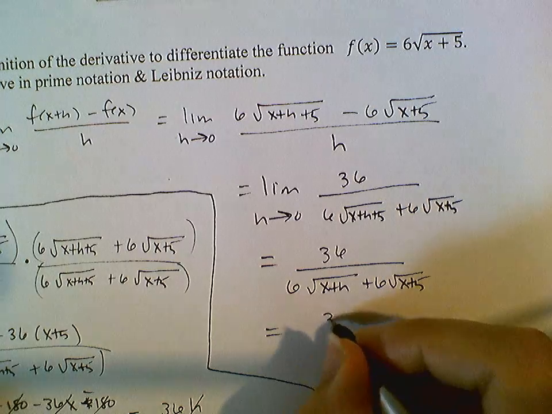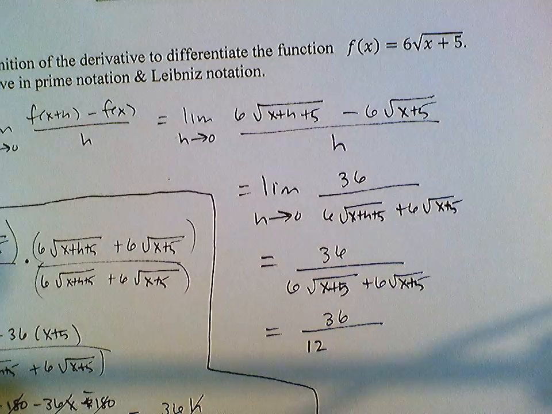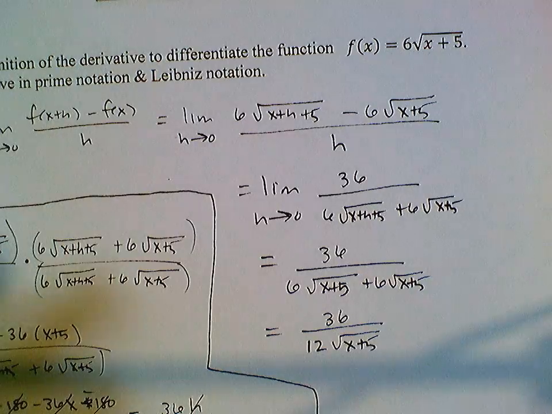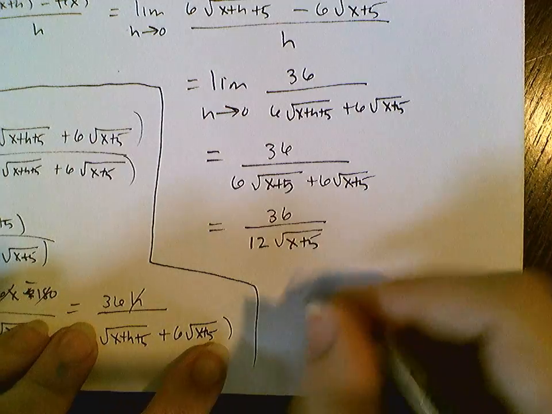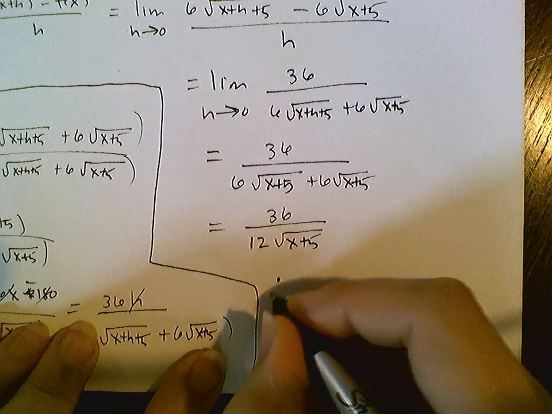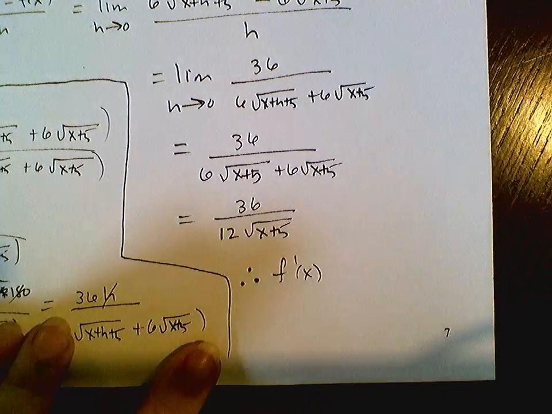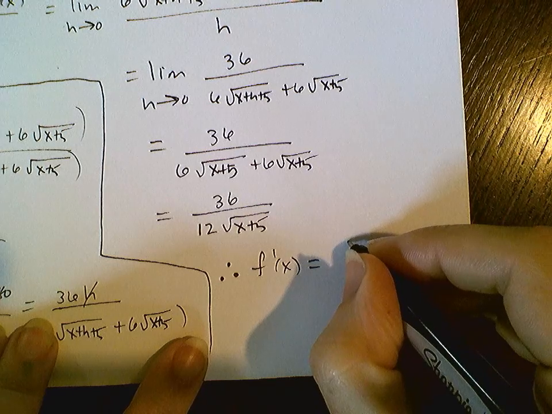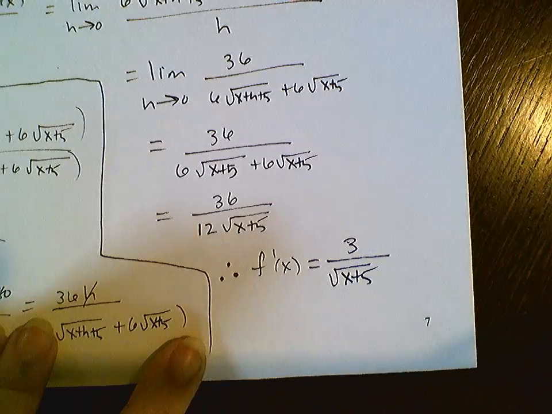This is equal to 36 over 12, oh, that's a 5, over 12 radical x plus 5. All right, I'm going to simplify that a little bit more. Let's just use prime notation at the end. So therefore, the three dots is a nice presentation, f prime of x is equal to, what is that equal to? 3, right? 3 over radical x plus 5.